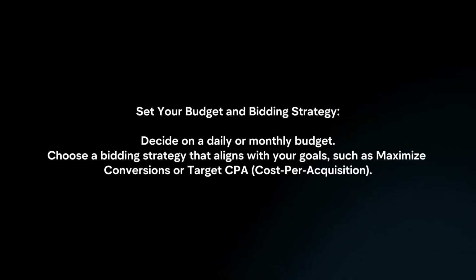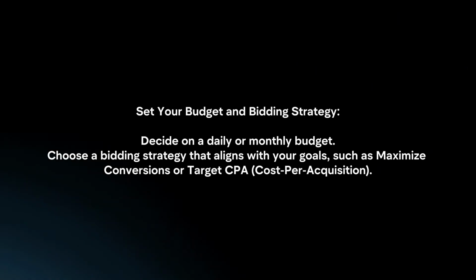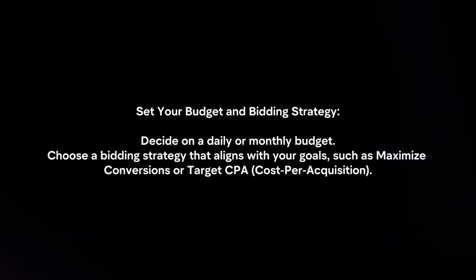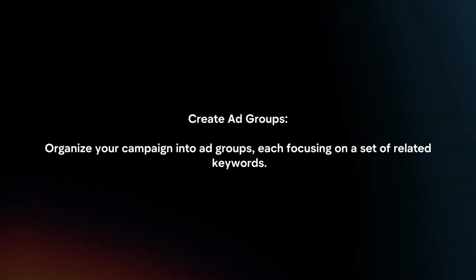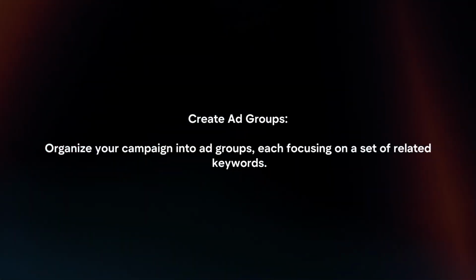Set your budget and bidding strategy. Decide on a daily or monthly budget. Choose a bidding strategy that aligns with your goals, such as maximize conversions or target CPA. Create ad groups. Organize your campaign into ad groups, each focusing on a set of related keywords.